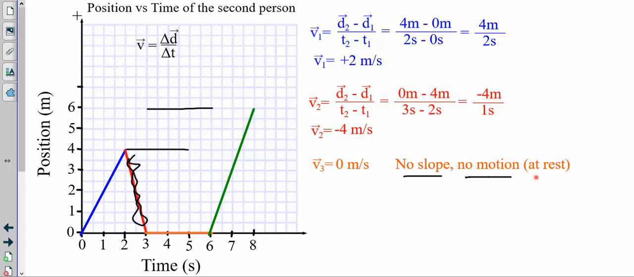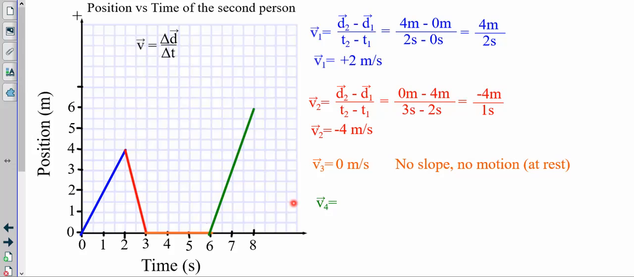If there's no slope, that person is at rest. They are not moving. There is no motion. So therefore, your horizontal line here on the axis is 0 meters per second. It just happens to be on the x-axis or the time axis because they walk back to their desk.